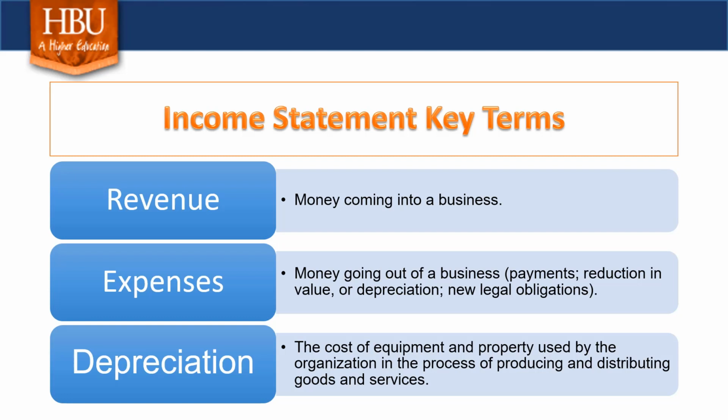First, revenue, it's that money coming in. Expenses, it's money going out. Expenses covers a lot of areas. We'll talk about that in a bit. Depreciation, we also talked about in Module 2, but we see it here being used in our income statement. It's the cost of equipment and property used by the organization in the process of producing and distributing goods and services.